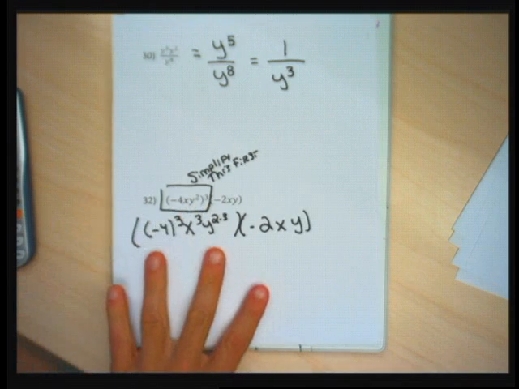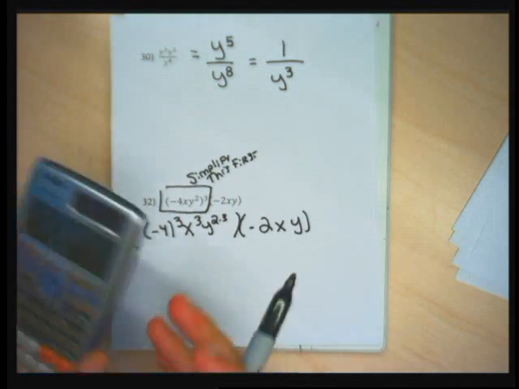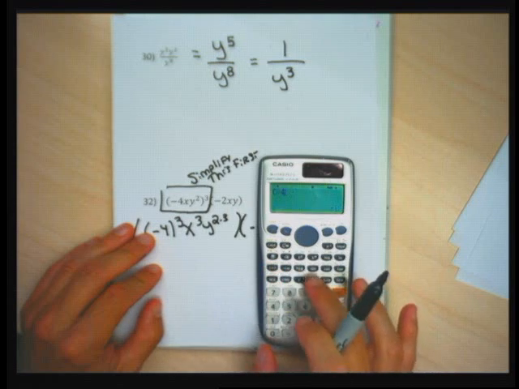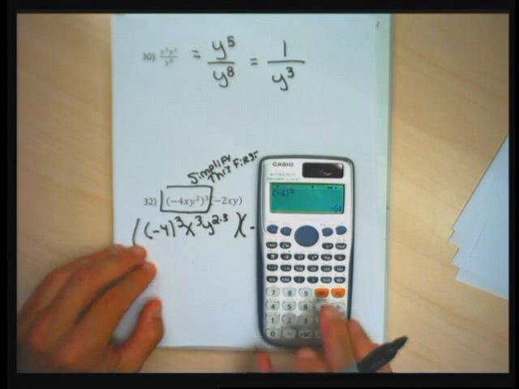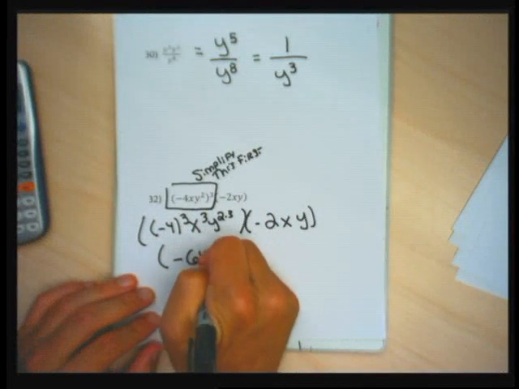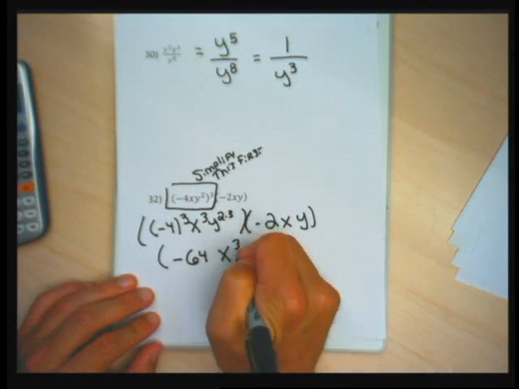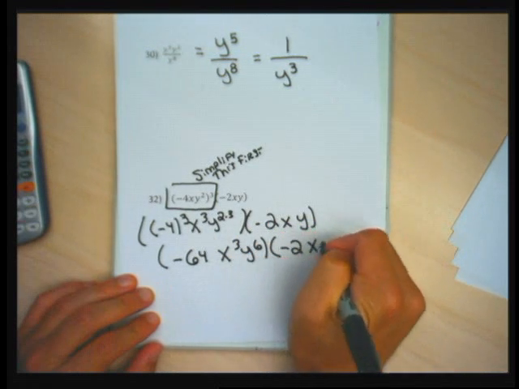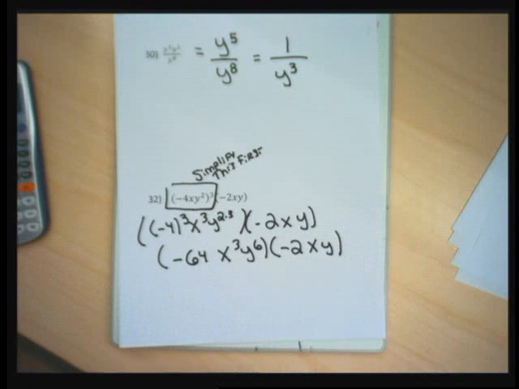So the first parentheses had an exponent. I'm getting rid of the exponent. Let me do the negative 4 cubed. So negative 4 cubed is negative 64. So I get negative 64 x to the third y to the sixth times negative 2xy. So they're negative numbers, but there isn't any adding or subtracting. So I'm just going to multiply like terms now.